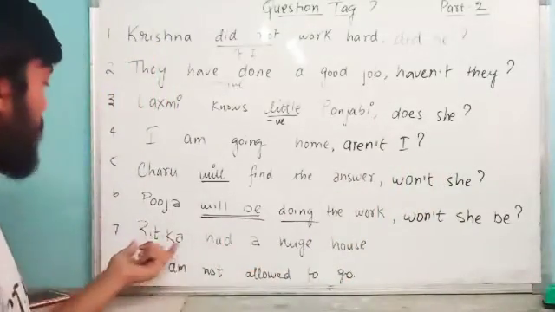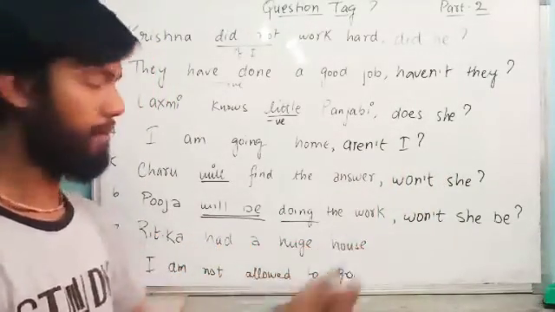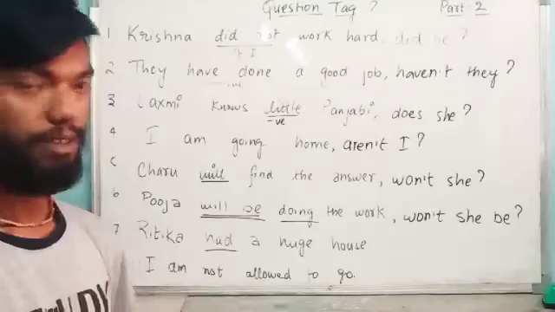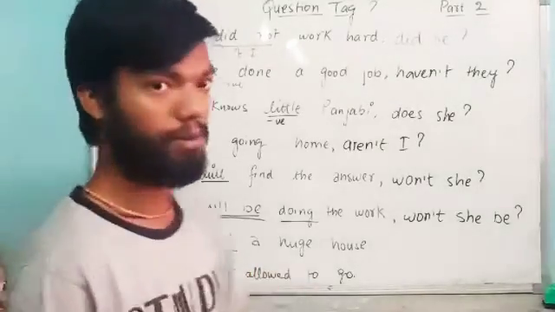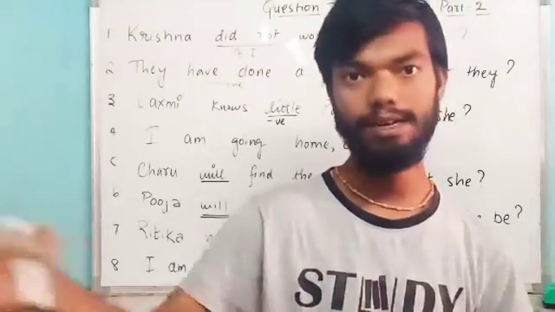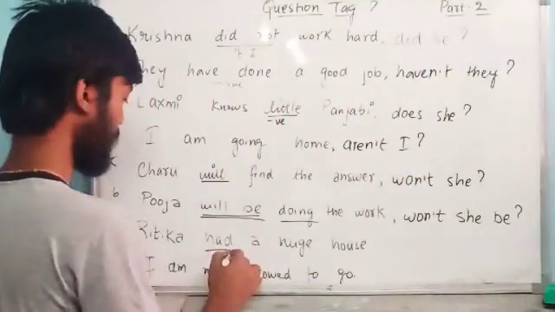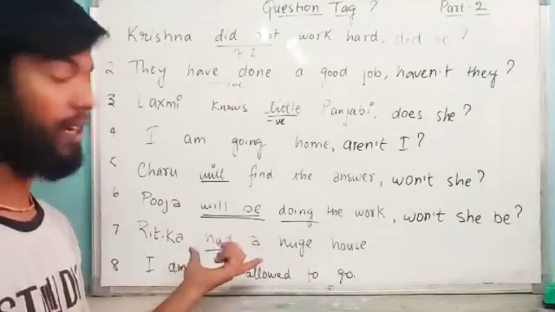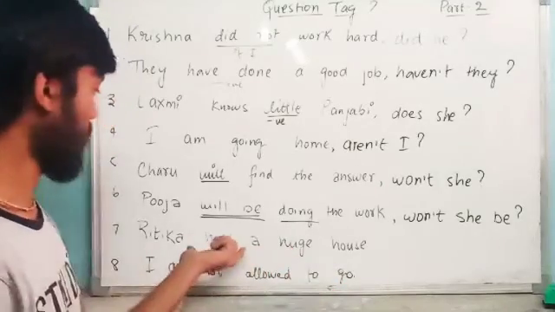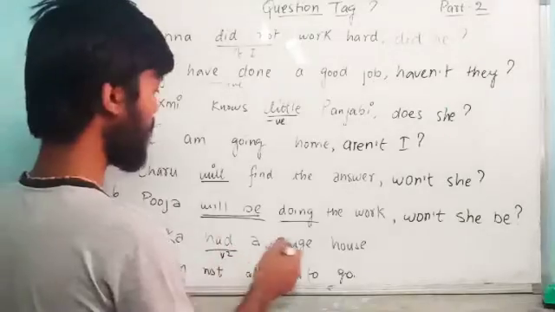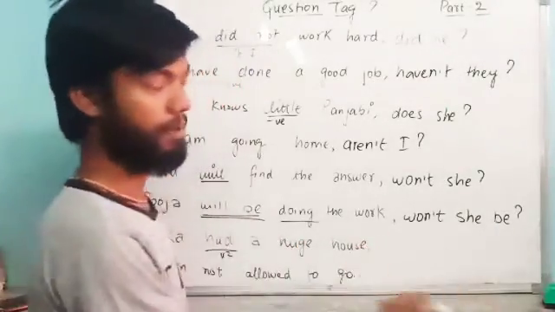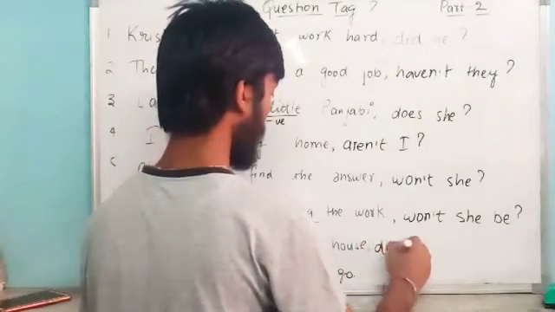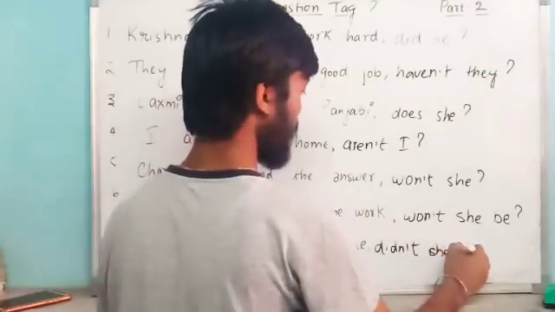Alright. Next is Ritika had a huge house. See this had. This is past indefinite. Why? This had is the second form of has. Has, had, or have, had, right? So this is the verb second form, so this is past indefinite tense. Don't consider this as past perfect because we don't have any third form here. So Ritika had a huge house. Now if we need a negative question tag, so didn't she. According to Ritika, the pronoun will be she.